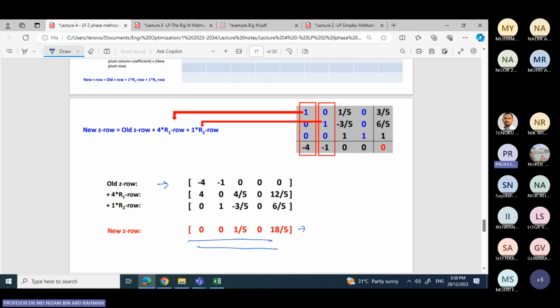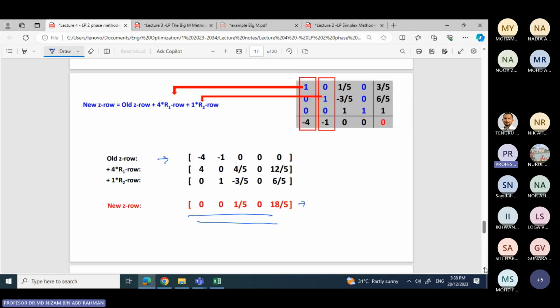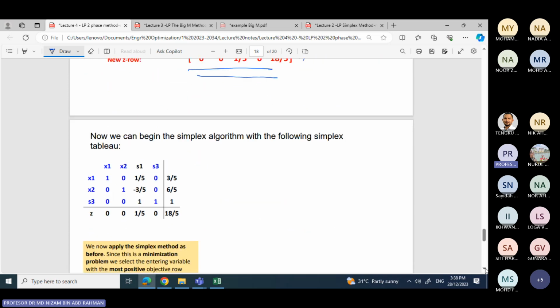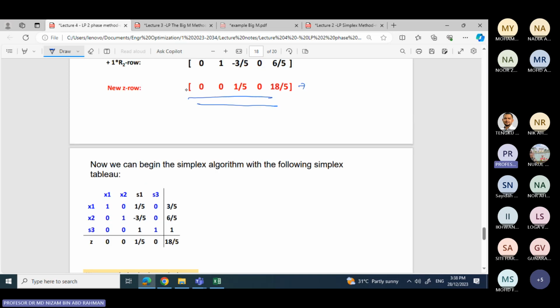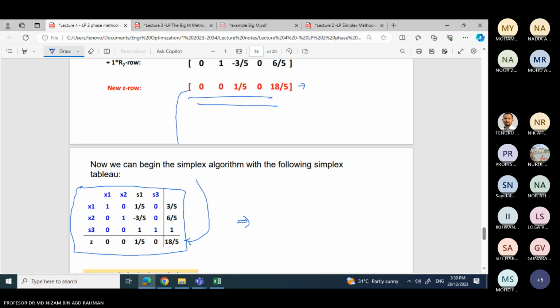It's the same process as we discussed for the big M and the first phase just now. So when you replace the Z row with the new one here, this becomes your initial tableau, and you can start the simplex algorithm on this.